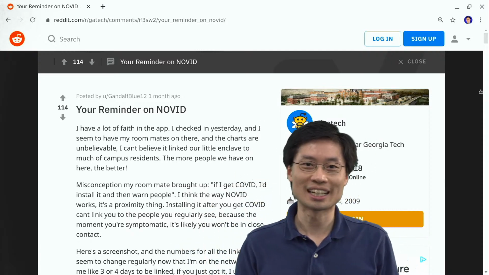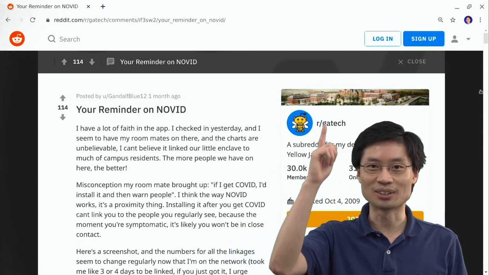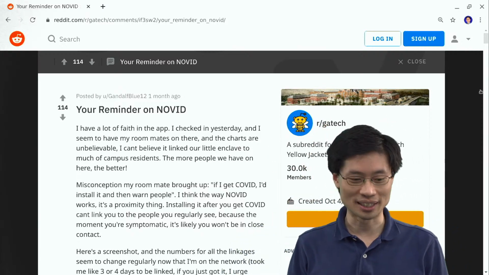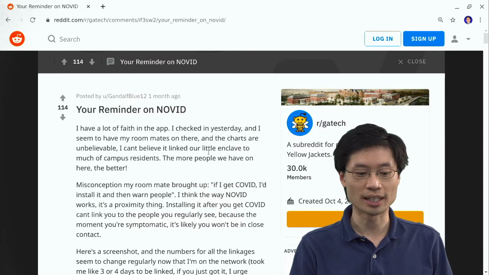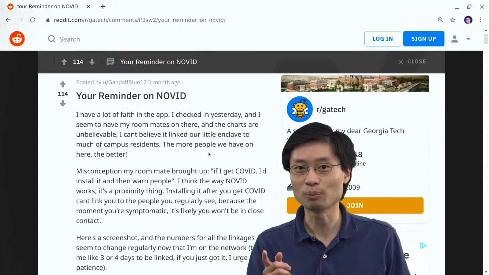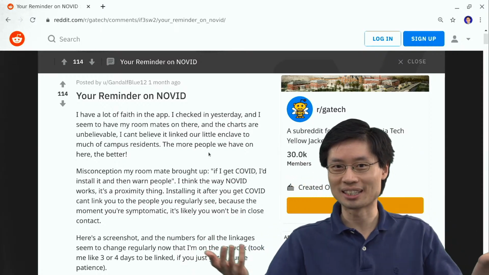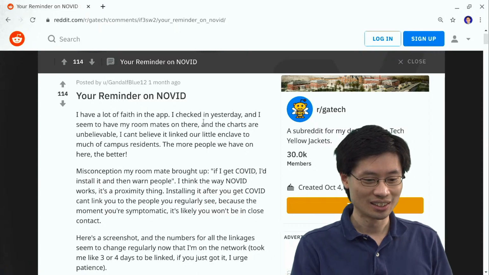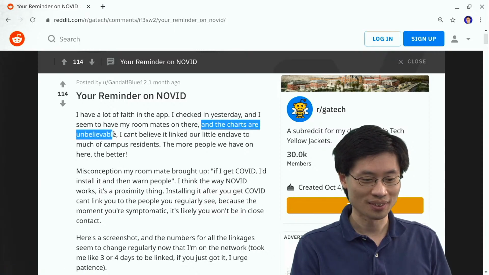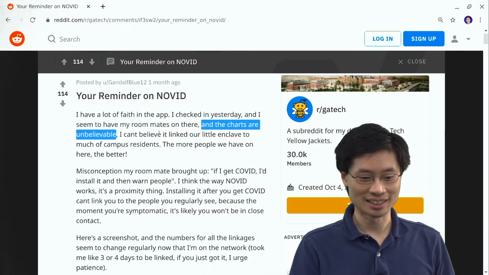So this is from Georgia Tech, and Georgia Tech is the Yellow Jackets. That's the symbol over there. Somebody posted something early on when the app was starting to be rolled out at Georgia Tech. Actually, this is what we hope is going to be what you guys will be sharing at CMU soon. This person says the charts are unbelievable. What does that person mean? Let's go to the charts.